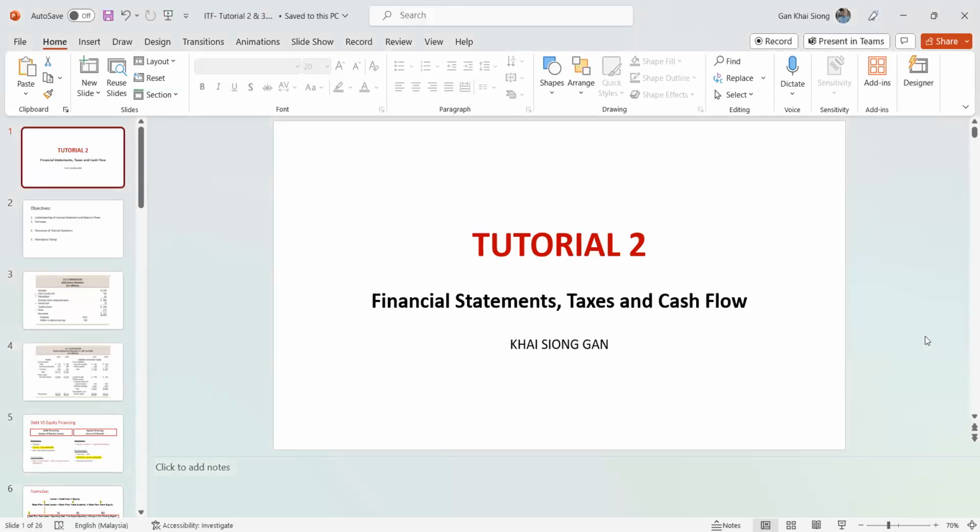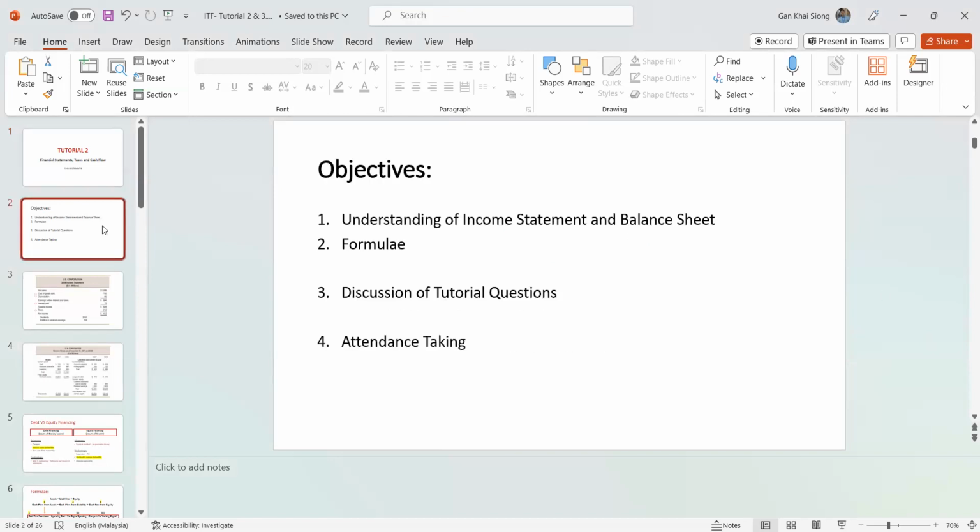Okay, so for today's topic, the focus will be to understand the financial statements. That means first of all, we are going to look into the income statement and to understand balance sheet. And then after that, we are going to understand some formulas which we are going to apply in our questions. So the contents for today's class will be mostly for your midterm. Okay, so therefore, as usual, we will go through the contents first and then proceed with the tutorial questions.